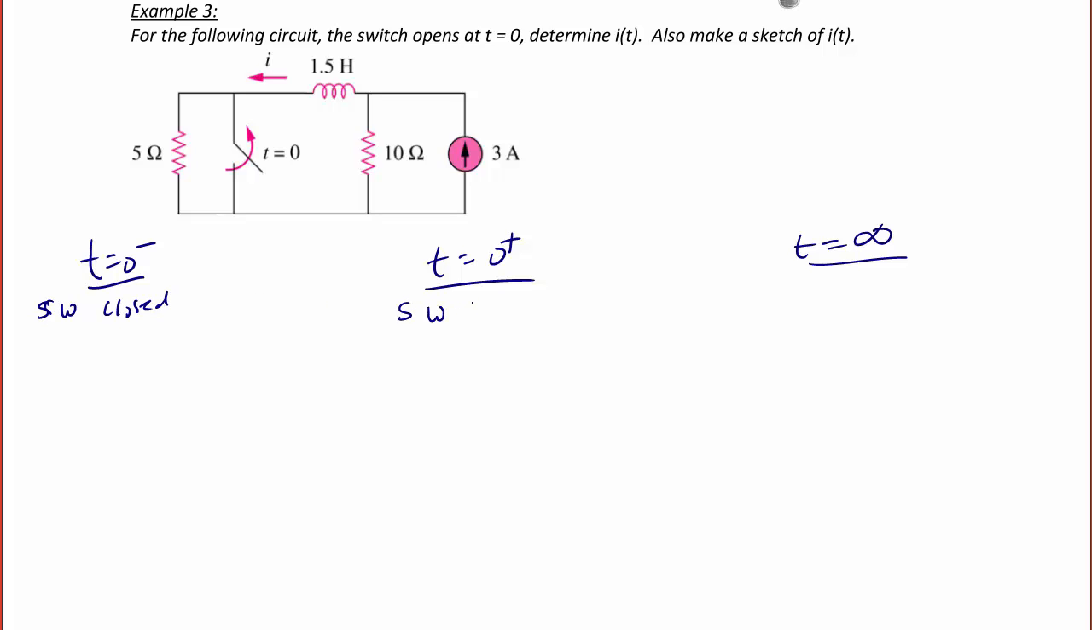At t equals 0 plus, the switch is open. And at t equals infinity, the switch is open. At t equals 0 minus, we're going to assume that the circuit has been sitting here with the switch closed for a long time. So it's a DC steady state condition. And we would model the inductor as a wire.